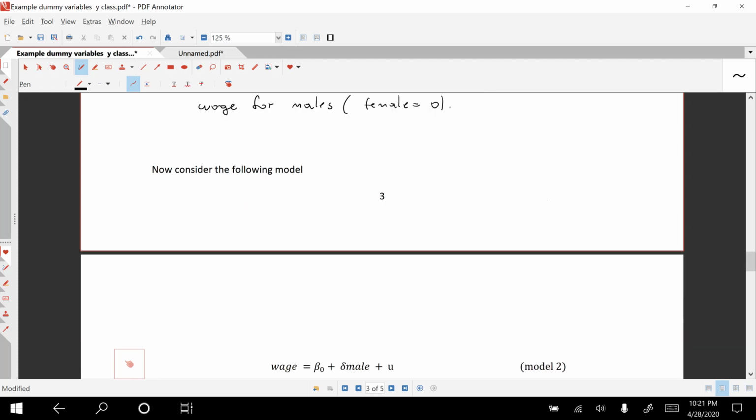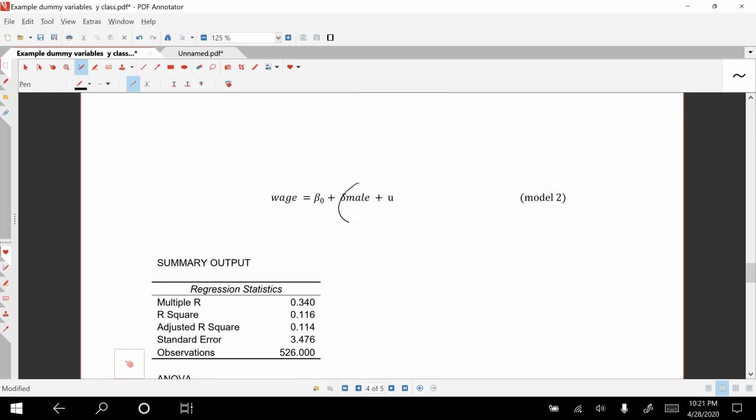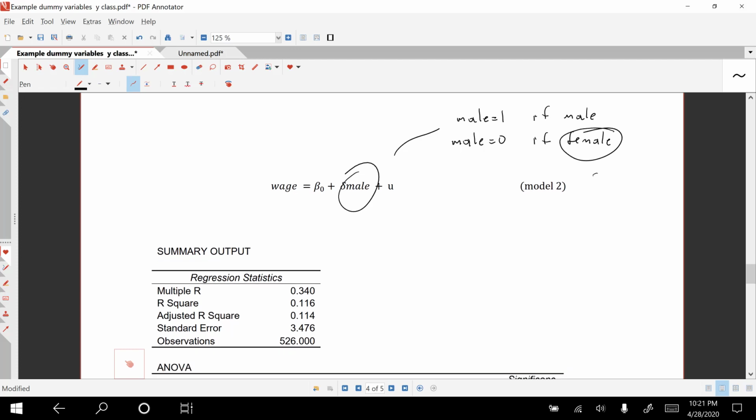Okay, so now let's consider the other model. Now let's use male instead of female. So basically what we're saying is male is equal to 1 if male, and male is equal to 0 if female. So female is the base category. Okay, for interpretation of the coefficients, this is the regression output.